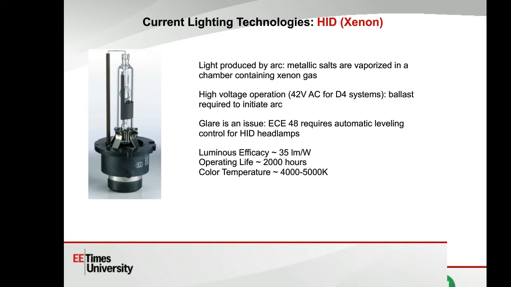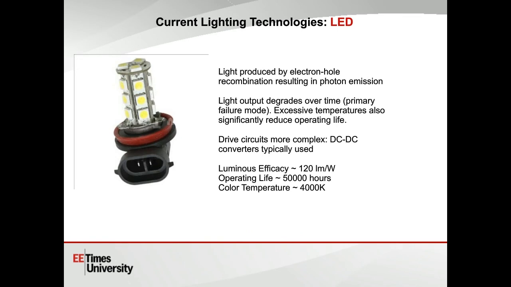Which brings us up to the current state of the art, which is LED lighting. And this is a semiconductor. As we know, LEDs have been used for many years as indicators and in a wide range of electronic equipment. They produce light via electron and hole recombination. And they've been used for over 10 years in some automotive applications, such as taillights and turn signals. But now, as the brightness and power output have improved, they are starting to be seen in headlamps also.